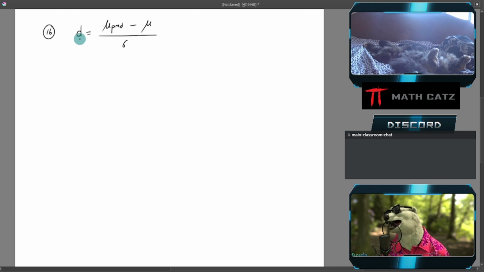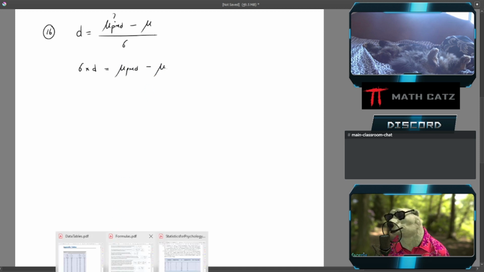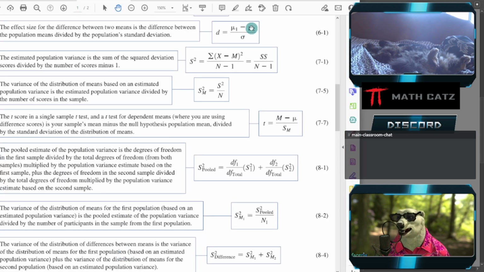I'll say here predicted mean minus distribution mean over sigma. But now I'm given the effect size and I'm looking for the predicted mean that would match that. So I have to shuffle these things around a little bit. I multiply both sides by sigma. Now let's show all the steps. So sigma times d will be mu predicted minus mu, or mu2, or whatever you think of in the formula.